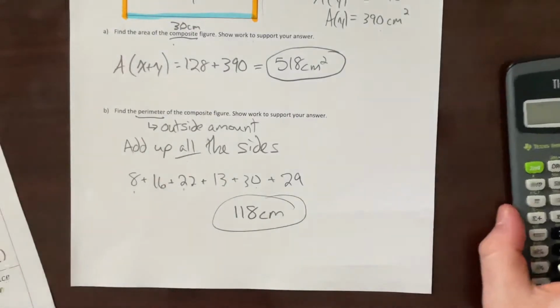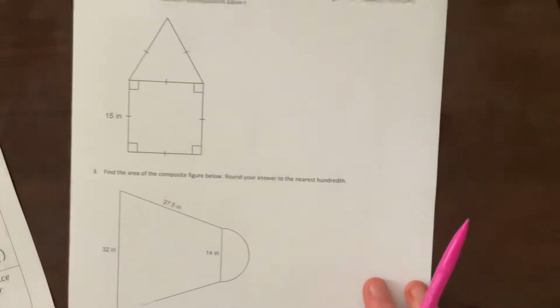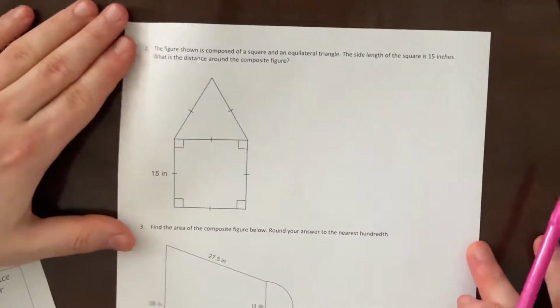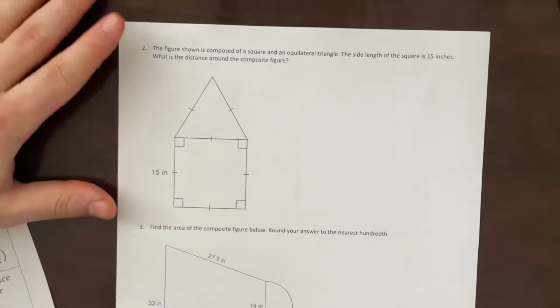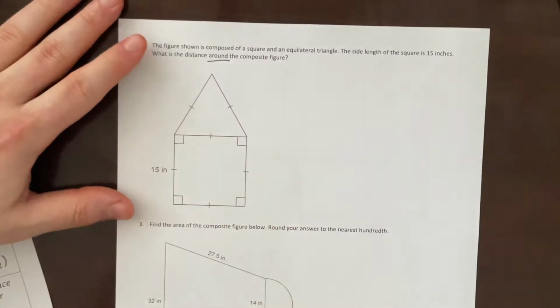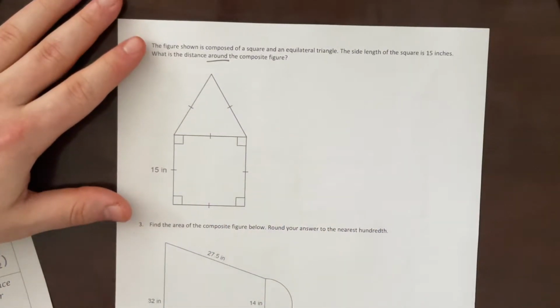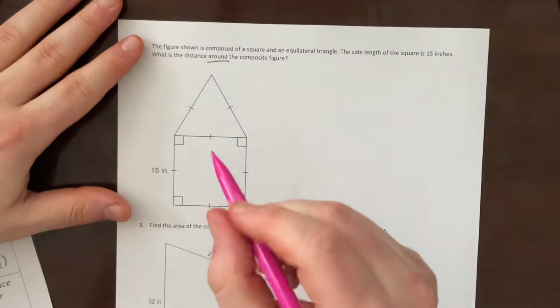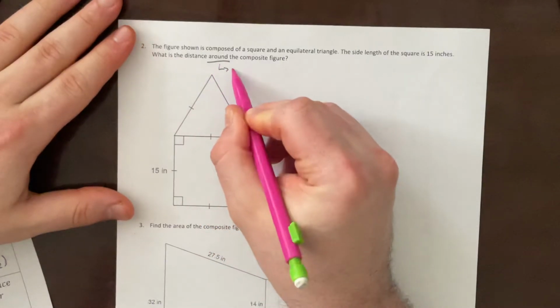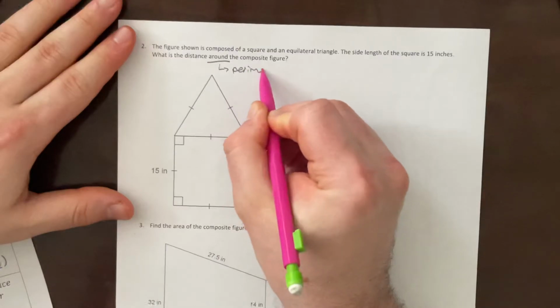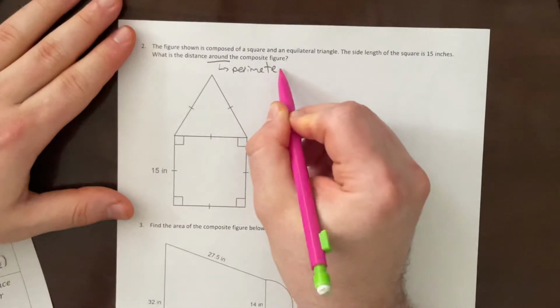So now flipping to the back, I can say for number 2, it says the figure shown is composed of a square and an equilateral triangle. The side length of the square is 15 inches. What is the distance around? So notice that keyword around. Again, anytime you are reading these problems, make sure that you are reading them carefully. And so I said that I had the distance around, it is going to be that perimeter. So I say distance is the perimeter.